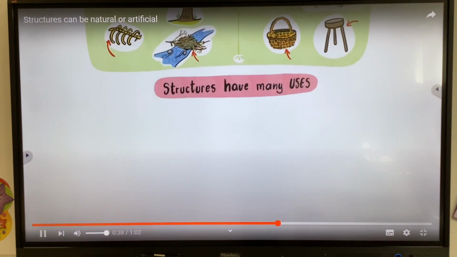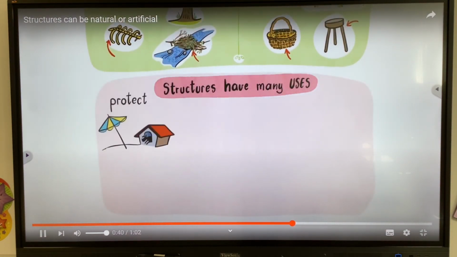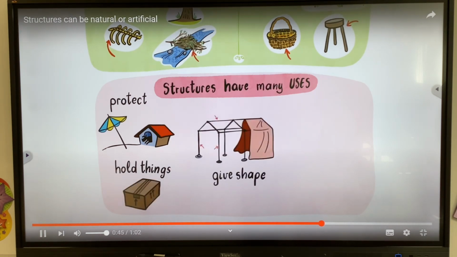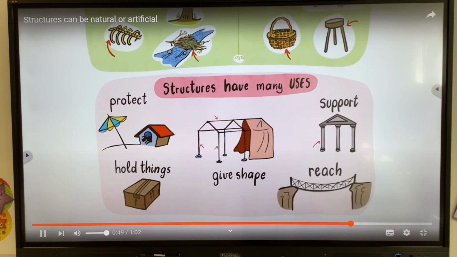Structures have many uses. We can use them to protect us from the sun, to hold our things, to give shape to different objects, to support a roof, or to reach from one side of a cliff to the other.